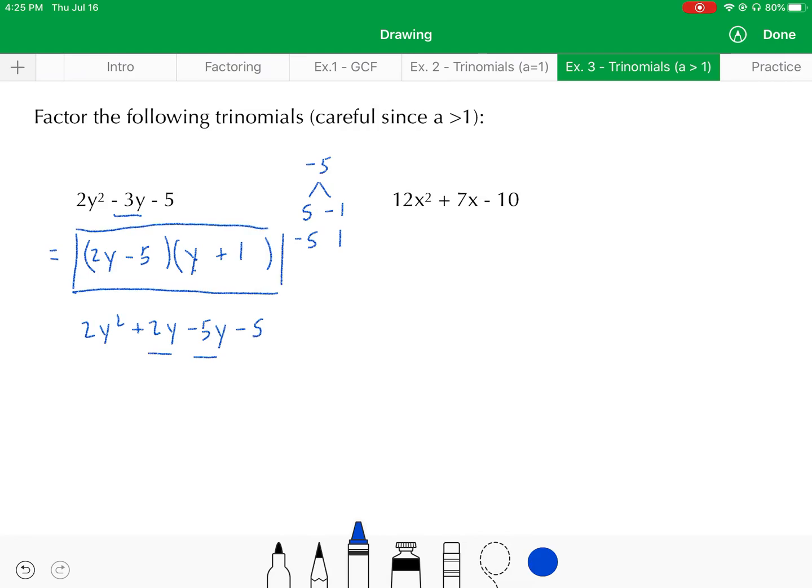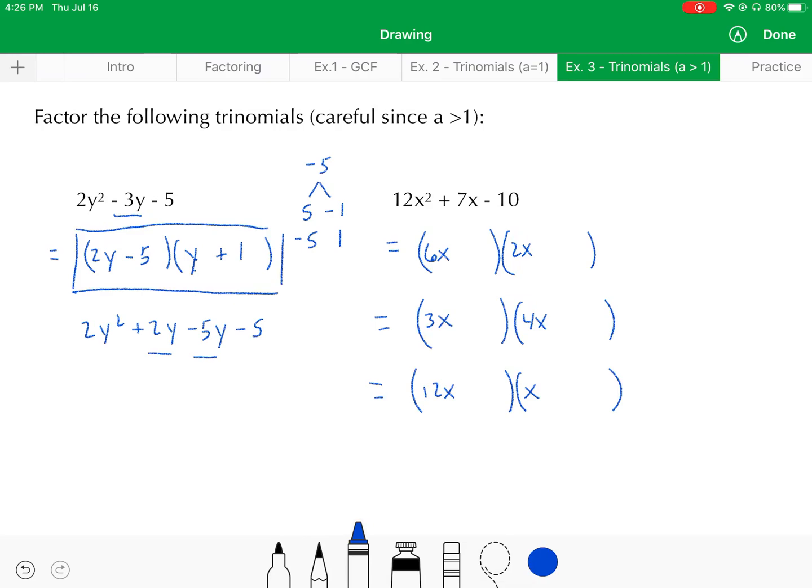Okay. All right, next 12x squared plus 7x minus 10. This one's going to be a little tougher. There's going to be a lot more possibilities to test here. Starting with 12x squared, it could be created with a 6x and a 2x, or it could be a 3x and a 4x, or it could be a 12x and an x. Okay, so lots of different options right there.